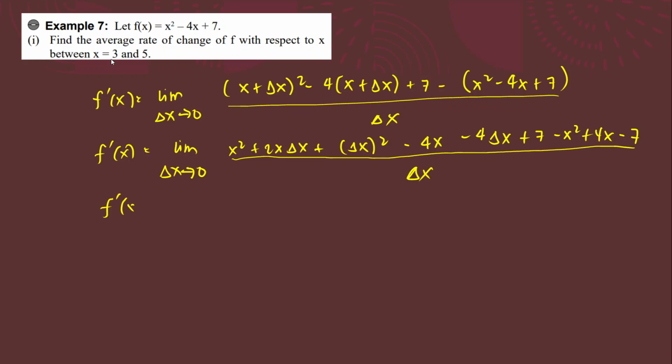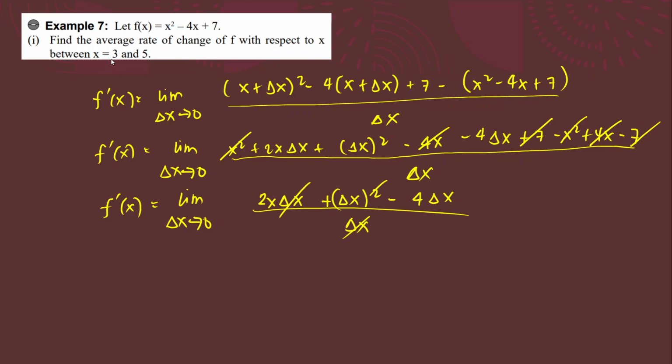Ang matitira dyan ay limit delta x approaches 0. Cancel. Okay. Cancel si 4x. Si 7 cancel din. Okay. Ang matitira dito ay 2x delta x plus delta x squared minus 4 delta x all over delta x. Okay. Cancel si delta x. Okay. Limit delta x approaches 0 to x. May natirang isang delta x minus 4. Okay. Approaches 0. So, 0 ito. Limit delta x. So, 2x minus 4.